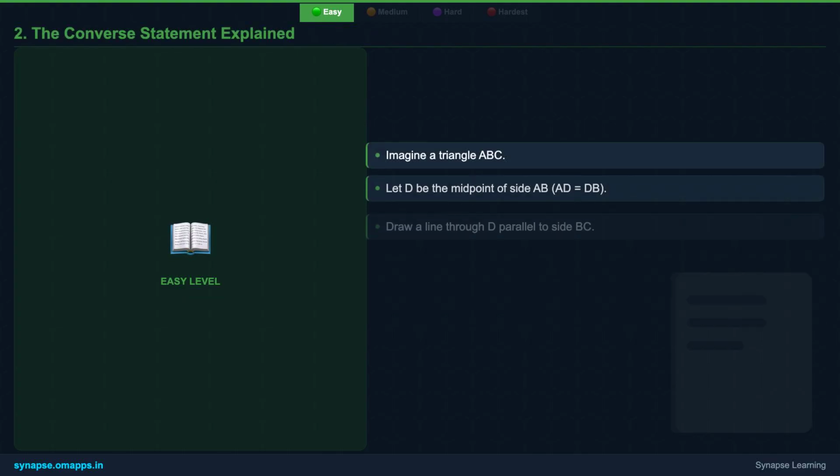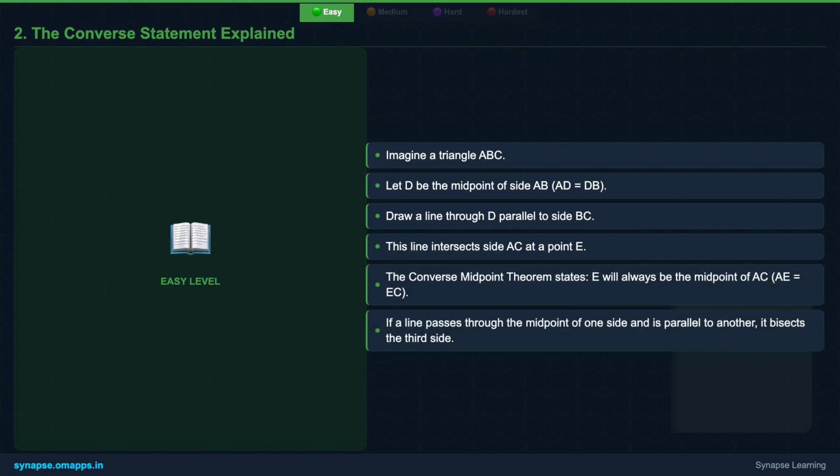Imagine a triangle, say ABC. If you take the exact middle point of one side, let's call it D on AB. Then, draw a line from D that runs perfectly parallel to the base, BC. This line will inevitably cross the third side, AC, at a point E. The converse of the midpoint theorem states that this point E will always be the exact midpoint of AC. So, the parallel line from the midpoint literally cuts the third side into two equal halves, it bisects it.